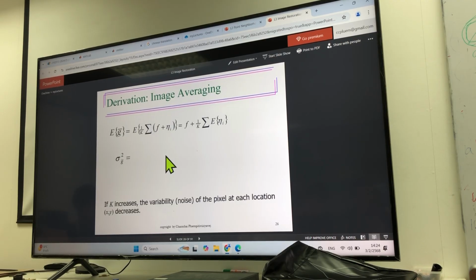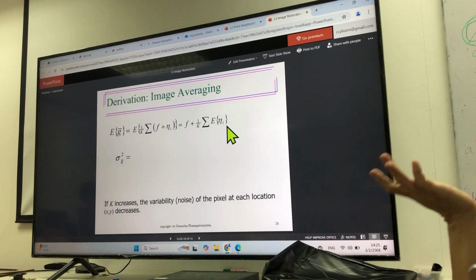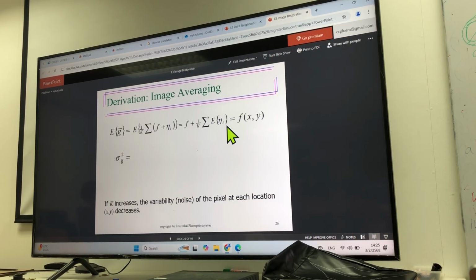So over here, we can use the property of expectation. The property of expectation means you can go into the noise. So you're going to get F, 1 over K times the expectation of summation of F. F summed K times divided by K is just F. And then plus 1 over K, summation of expectation of noise N. What's the expectation of the noise? 0, right? We assume 0 mean. So expectation of noise is 0, so at the end, expectation of G bar would be F, which is the original.